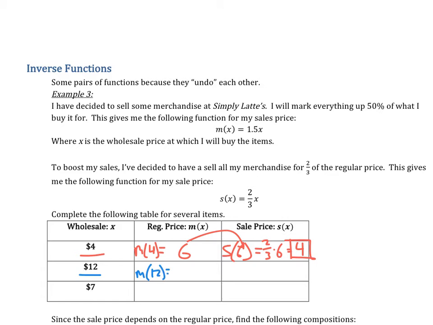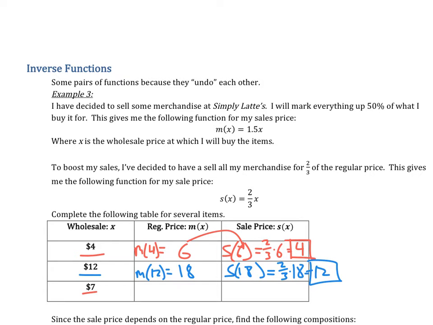So my price here is 1.5 times 12. 1.5 times 12 is $18. And so now, got to figure out what my sale price is. So normally I sell it for 18, but on my big 2/3 sale, 2/3 times 18, divide this by 3 times 2, we're going to get 12.